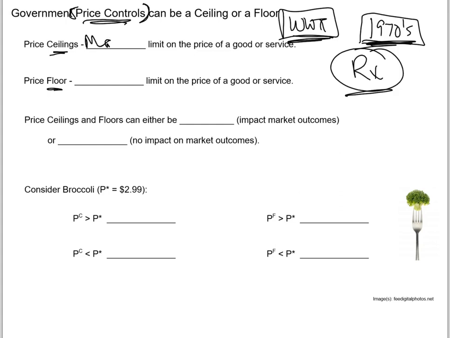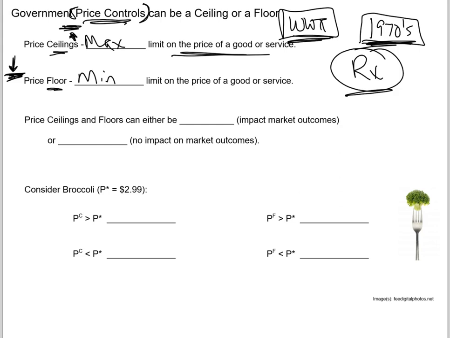A price ceiling is simply the maximum limit on the price of a good or service. The government steps in and sets the maximum a price can be. So prices can be lower, but there's a maximum amount that they cannot go above, whereas price floors are when the government sets a minimum price. Prices can go as low as they want, but there is some floor that prices can't go below. Both of them are limits on price, but the cap is either on the maximum or the minimum.